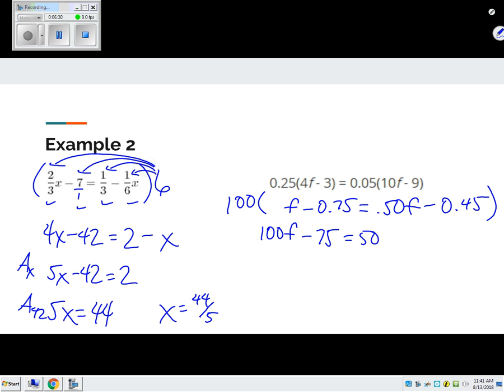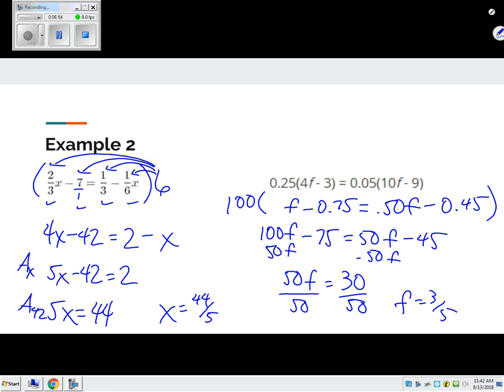Now I don't have to worry about the decimals. Math looks the exact same, just without the decimals flying around. I did have this extra 100 right here, but that will go away. Add 75 to both sides. That'll be 30. So F will have to be 3/5.